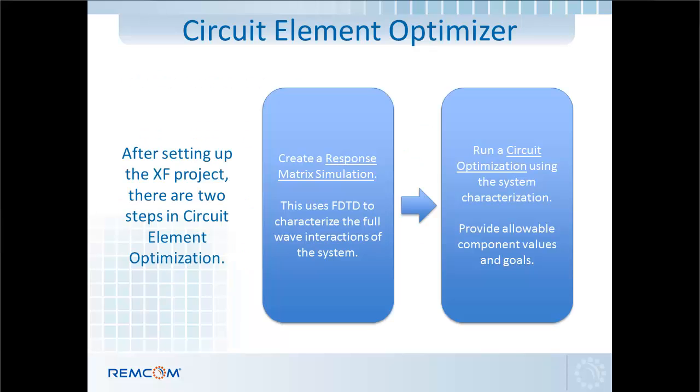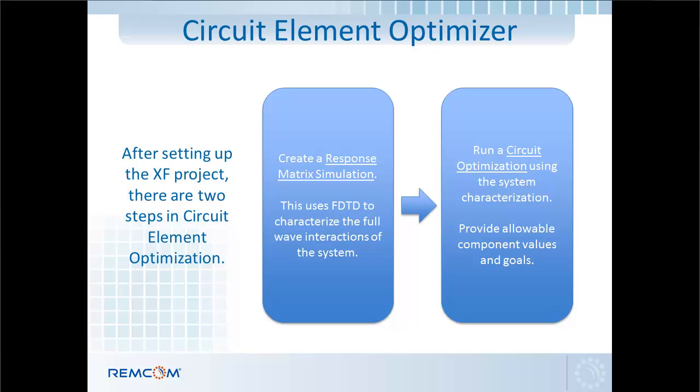So how it works is that you first set up your FDTD project just like you would if you were running a simulation. So you would define the geometry, the materials, the grid, the waveform, everything in your XF project needs to be defined. Once you do that, instead of creating an FDTD simulation like you're used to, you're going to be creating a response matrix simulation.